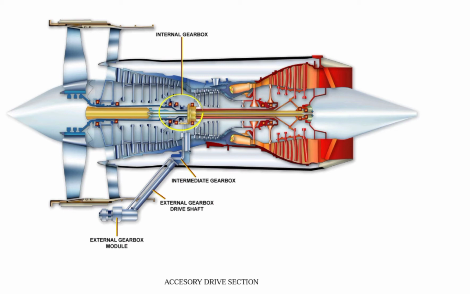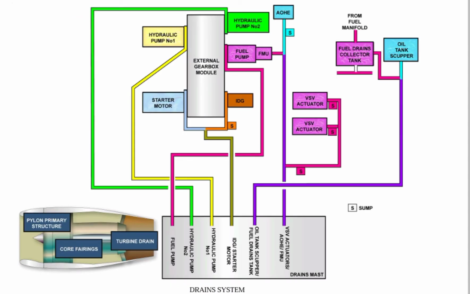The drive section is equipped with the following assemblies: 1. An internal gearbox. 2. An intermediate gearbox. 3. An external gearbox drive shaft. 4. An external gearbox module. Leaks from the accessories are drained overboard via a drains mast.